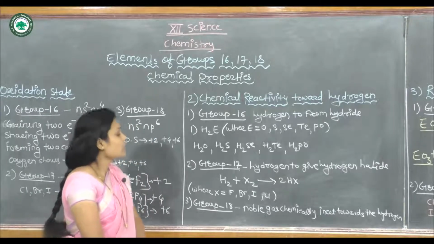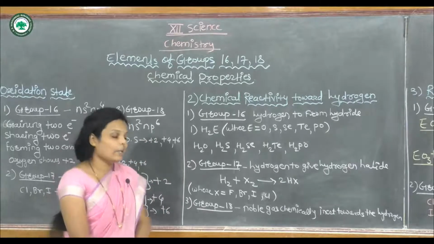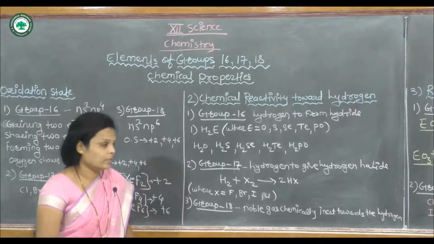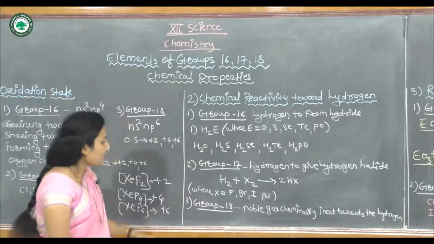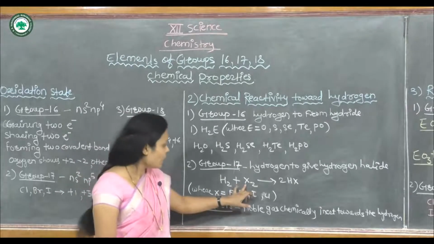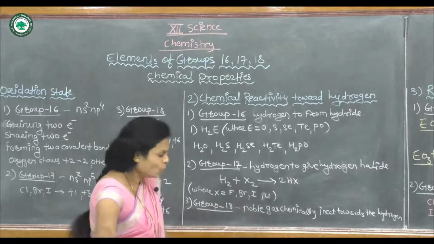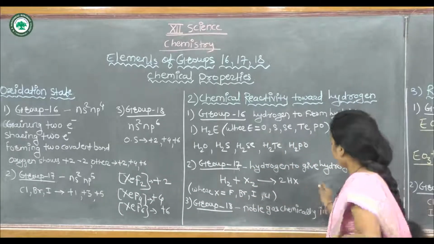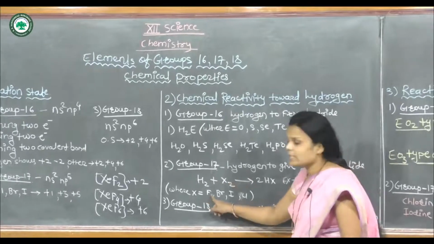Here group 17 is the halogen family, and those halogen elements react with hydrogen and then form a halide. It's a formation of halide. For example, hydrogen H2 reacts with a molecule of halogen and then forms halides. Here H2 reacts with a halogen.